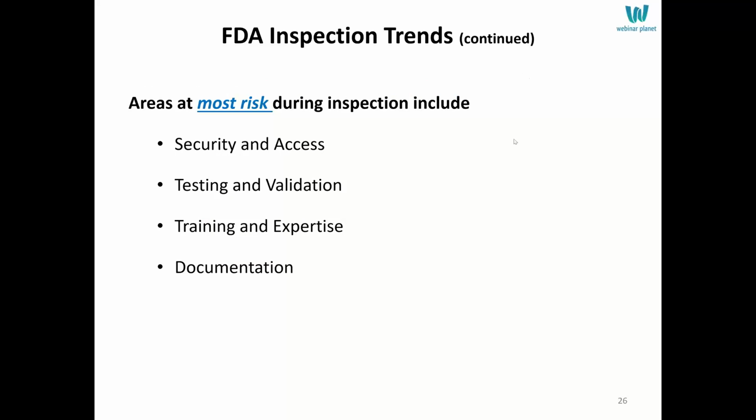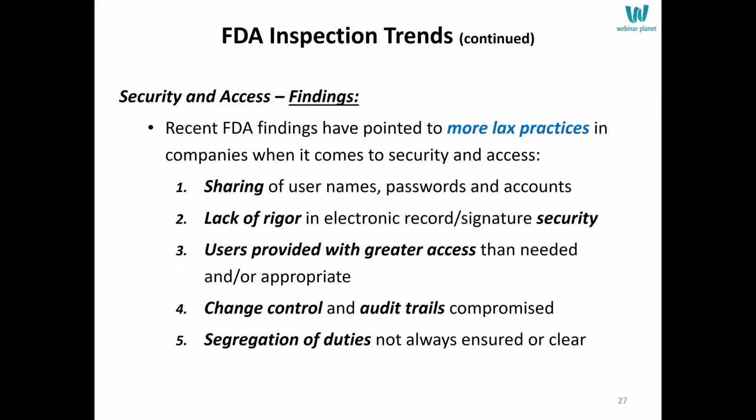But the areas most at risk during inspection, and these are really key areas to prepare for when you're going to be inspected, are, for your computer system: security and access, testing and validation, training and expertise, and documentation.